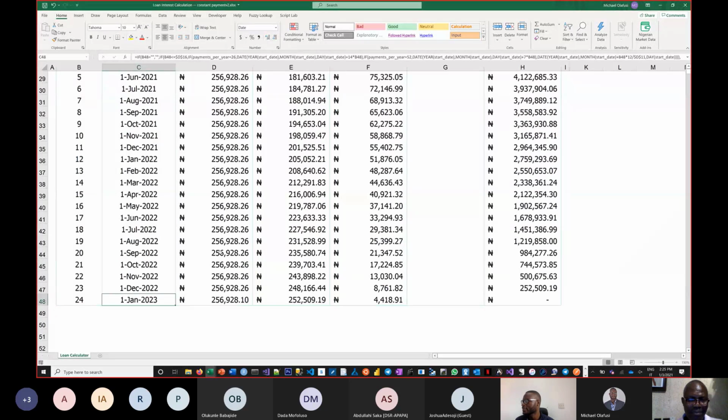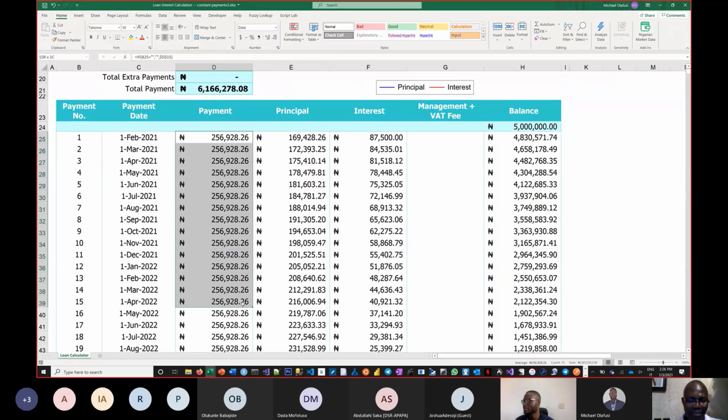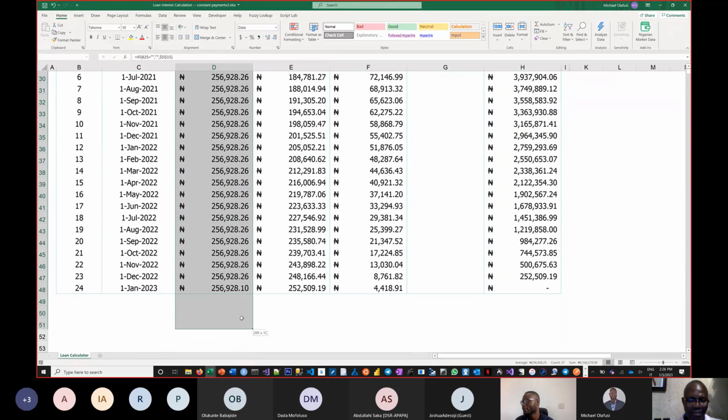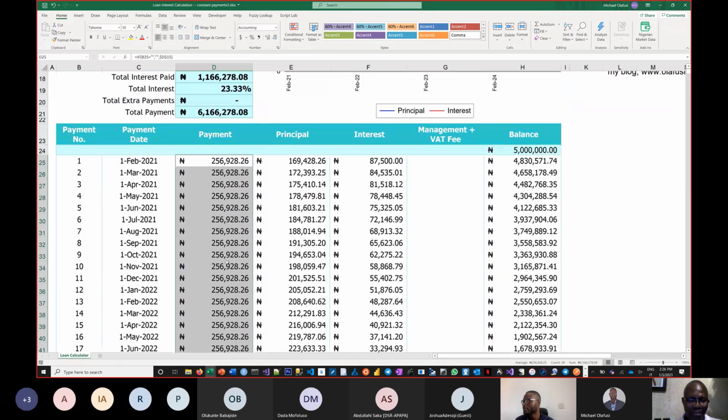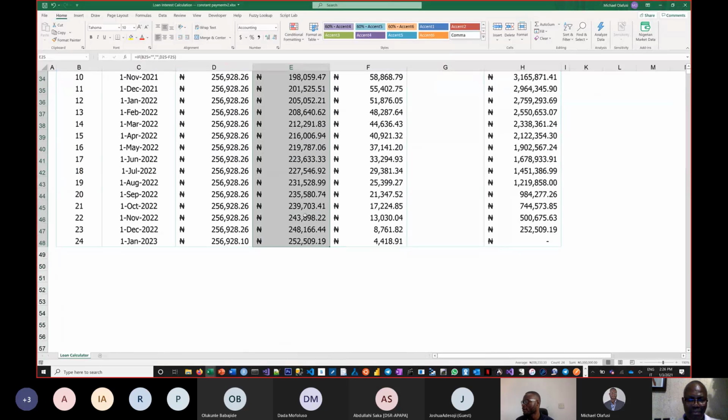Okay, and so this is the way it will be. Every month they are going to be deducting 256,000 naira, well, almost 257,000 naira from my account. So I need to make sure that I have money to cover this every beginning of the month. Maybe that's when they're going to deduct the money. Okay, so if I want to see the splitting, this is how it splits: how much goes to cover principal and how much goes to cover interest.